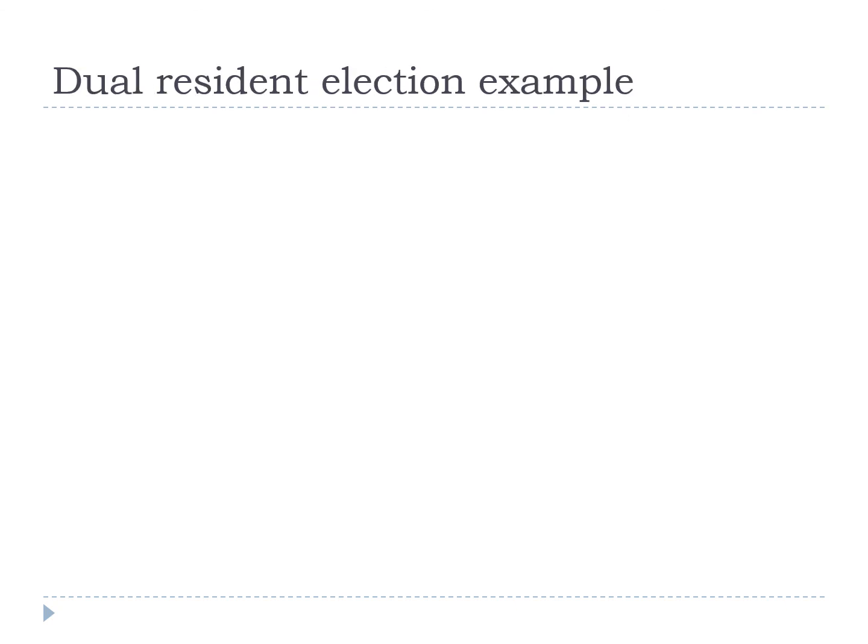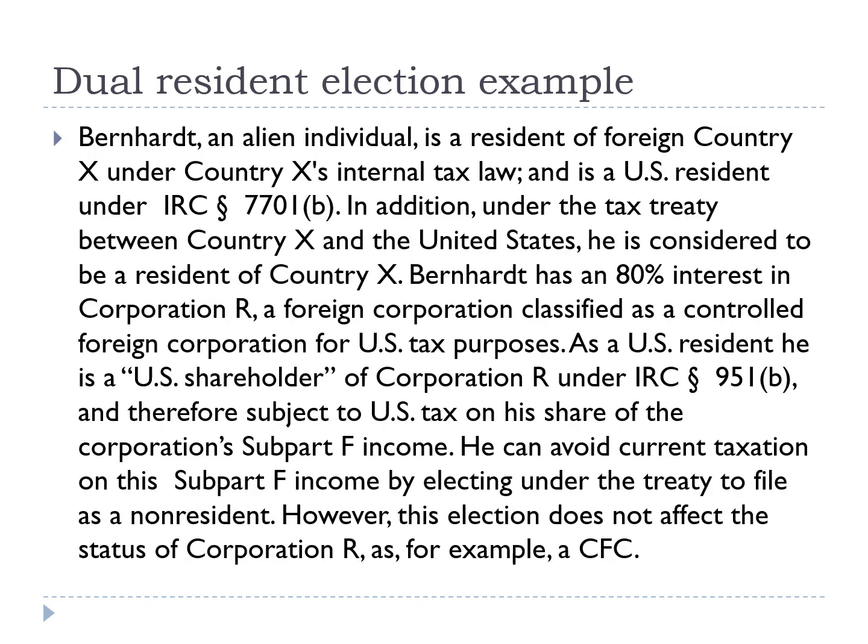Here's an example of a dual resident treaty election. Bernhard, an alien individual, is a resident of foreign country X under country X's internal tax laws and is a U.S. resident under Section 7701(b). In addition, under the tax treaty between country X and the United States, he is considered to be a resident of country X.